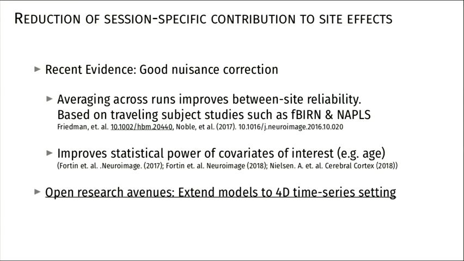There's also been other evidence from the literature that shows how, for example, better motion correction improves the effect size of interest. So there's a lot of evidence that session-specific contribution to site effects is a big problem in fMRI, and the better noise correction you do, the better you eliminate site effects. It's not exhaustive, but it takes you a long way. And definitely this is a very open area of research. We've barely scratched the surface in terms of adapting a lot of the methods out there to correct for site effects in fMRI.